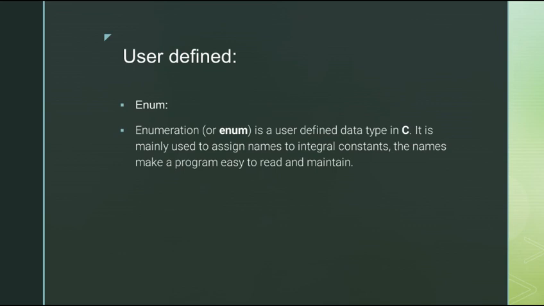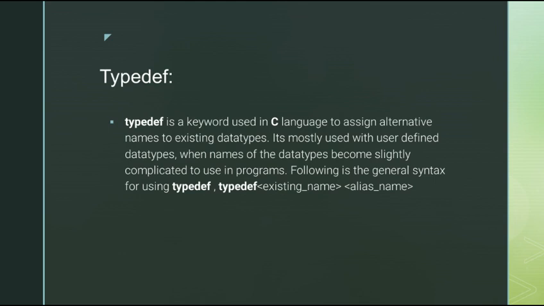User defined. Enum. Enumeration. The word enumeration means listing out things one by one from a list. So enum is a user-defined data type in C. It is mainly used to assign names to integral constants. The names make a program easy to read and maintain.